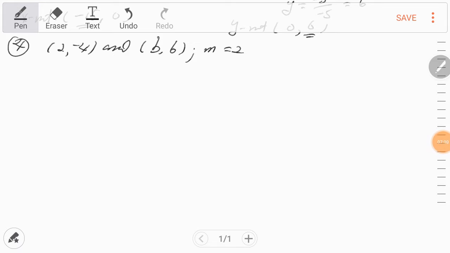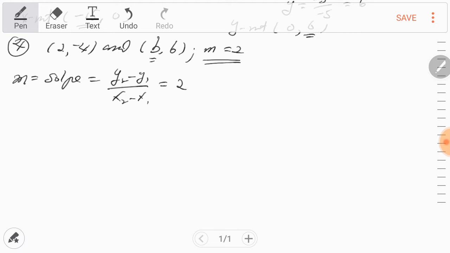Okay, number 4. There are 2 points and the slope connecting these 2 points is 2. The slope is given, 2 points are given, but one of the variables is unknown. So let's find this value b. Since there are 2 points and the slope is given, why don't we use the slope formula? What's the slope formula? The slope formula is y2 minus y1 over x2 minus x1. And this slope is equal to 2, right?